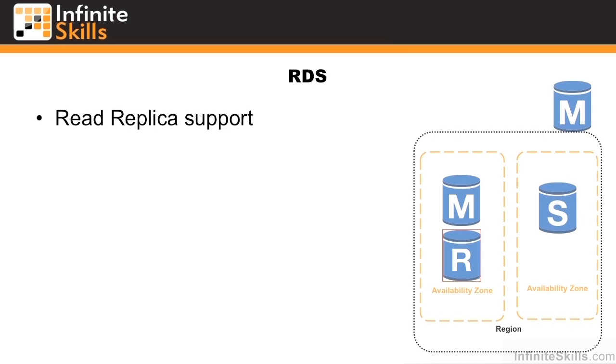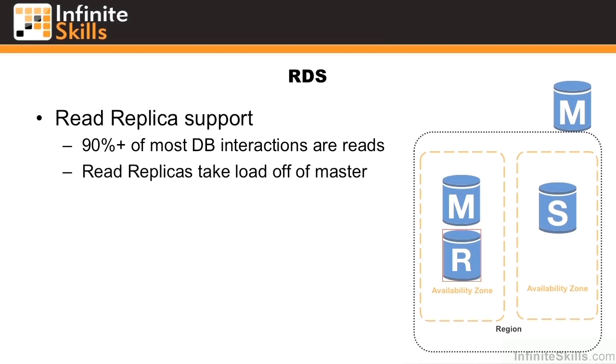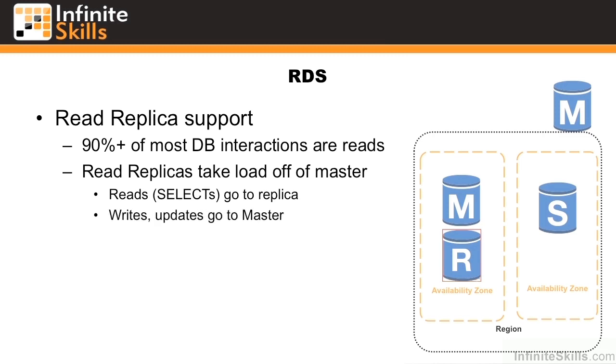RDS also provides read replica support. Read replicas allow you to direct most of your database interactions to the replicas themselves. On a typical web application, 90+% of the interactions with the database are reads, so this is a very good scaling mechanism. Read replicas take the load off the master by sending the selects to the replica. This is something you have to hook up specifically inside of your application. The writes and updates then go to the master. This is only provided for MySQL at extra cost.